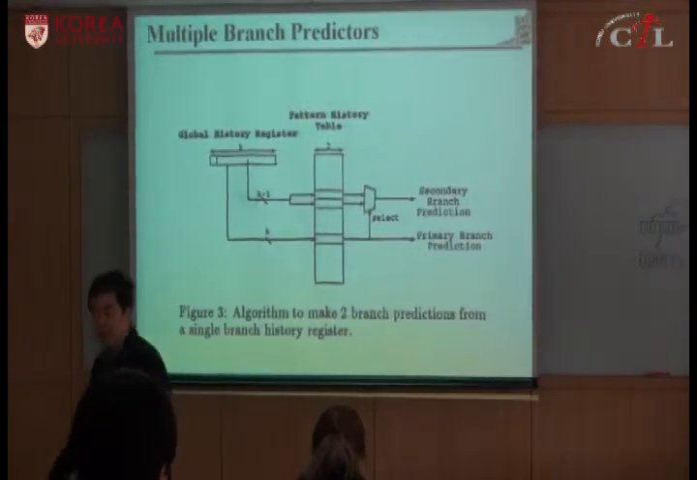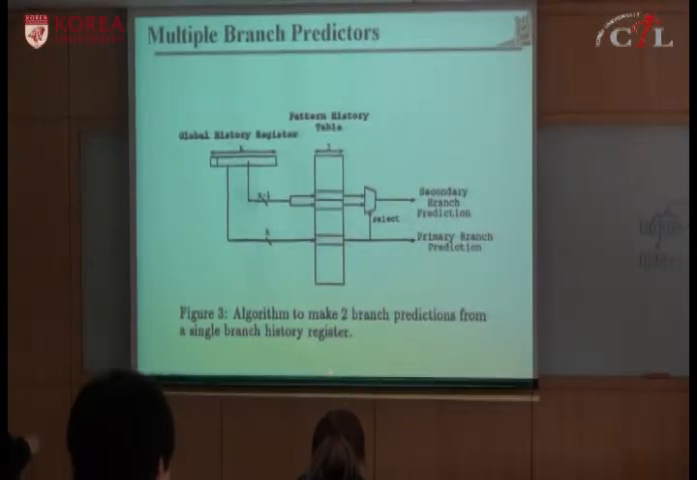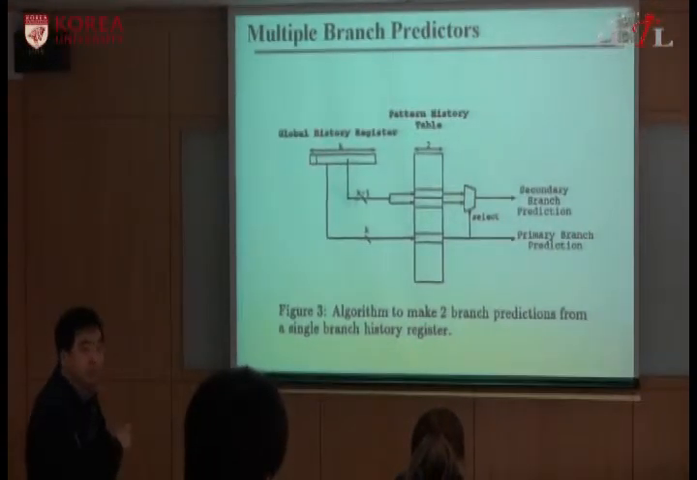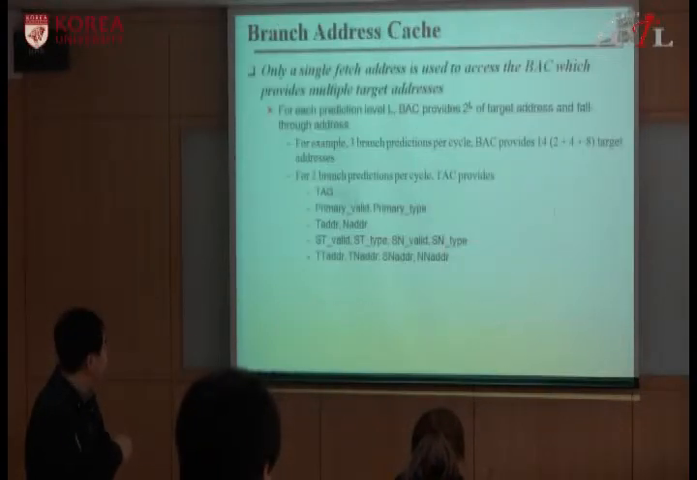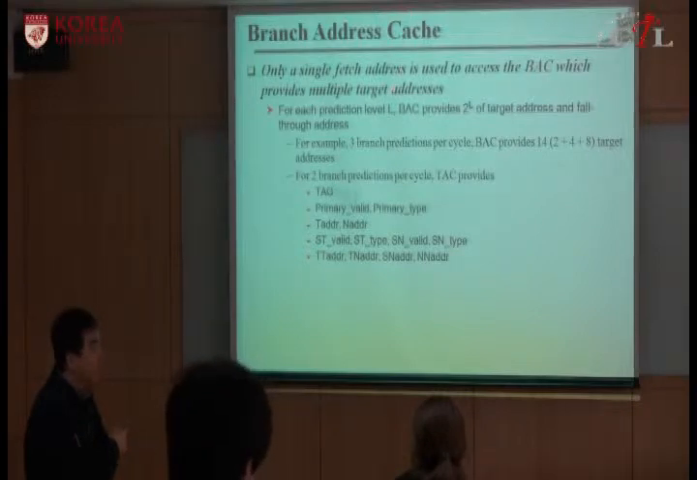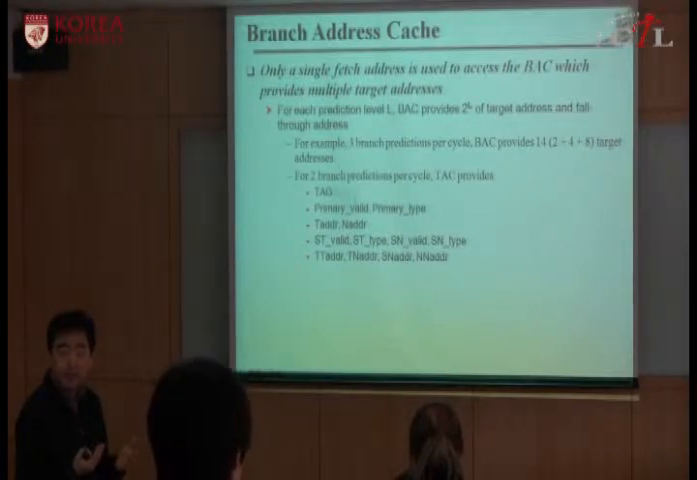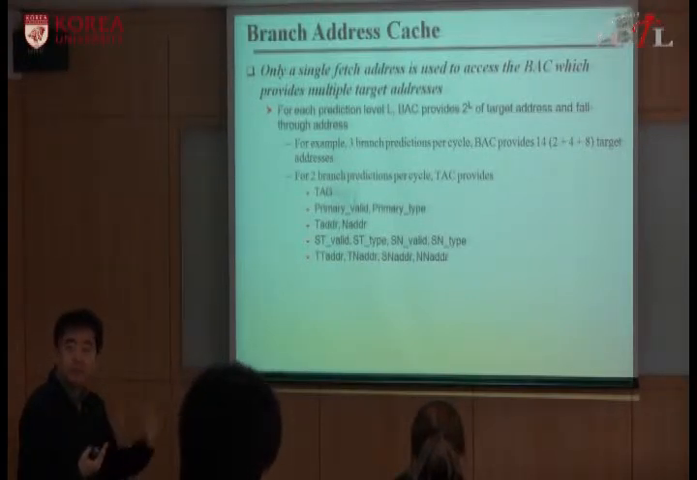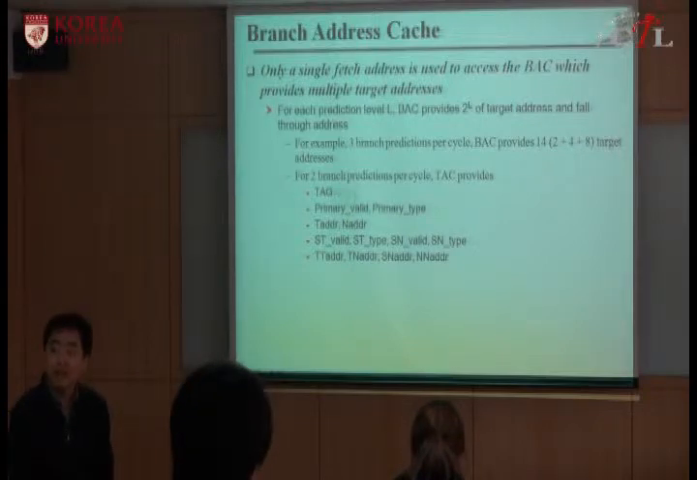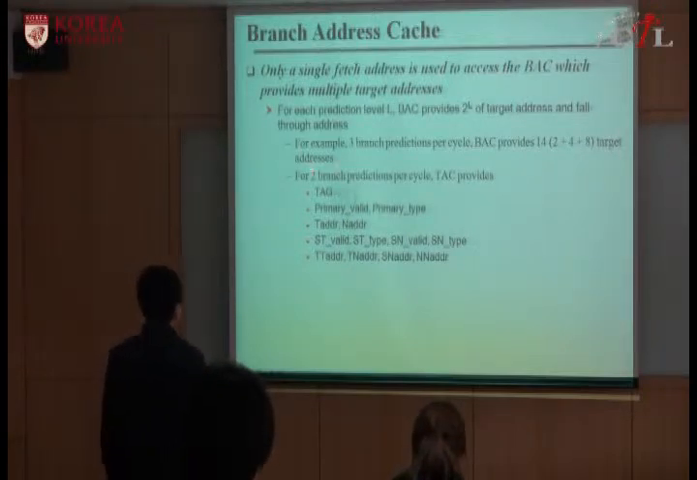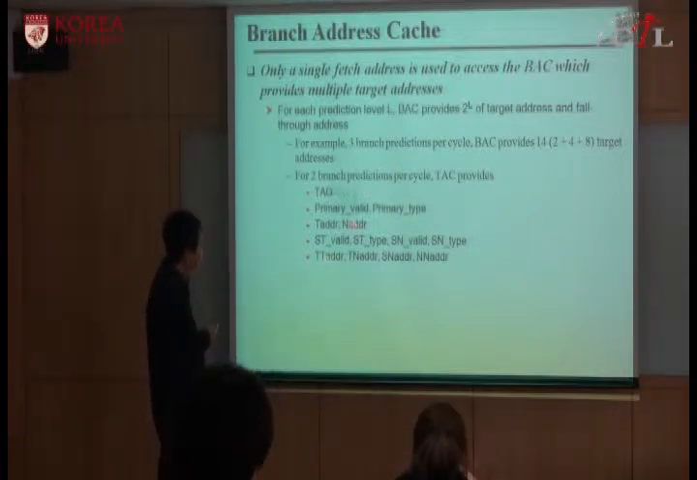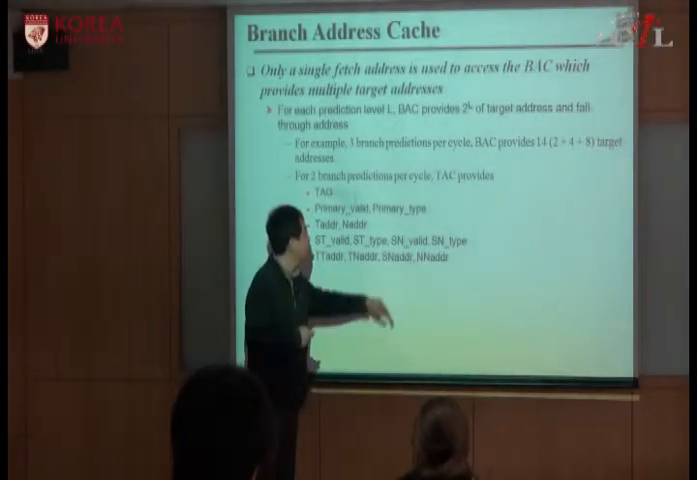So he suggests this multi-way branch predictor using a global history register. Then he designed this target address cache and modified it so it can supply multiple target addresses. He called this structure a branch address cache instead of target address cache. For 2-way branch prediction, he supplied 6 target addresses: taken address, not taken address, taken-taken, taken-not taken. This should be NT and NN, so this is a typo.